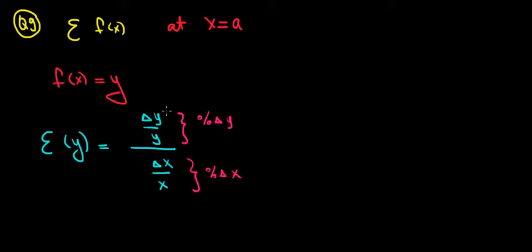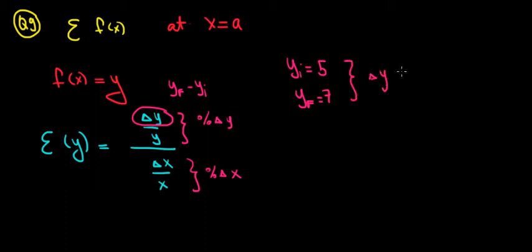What is a change in y? A change in y is the final value minus the initial value. Let's say that the initial value of y is equal to 5 and the final value of y is equal to 7. What is the change in y now? The change in y is 7 minus 5 equals 2.